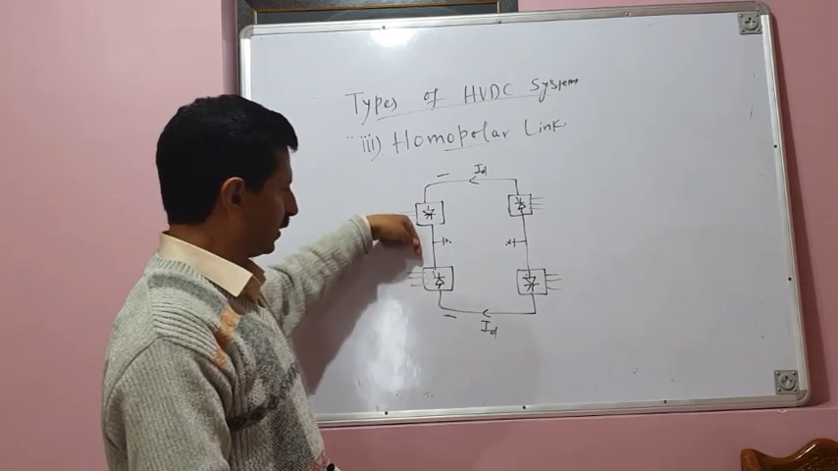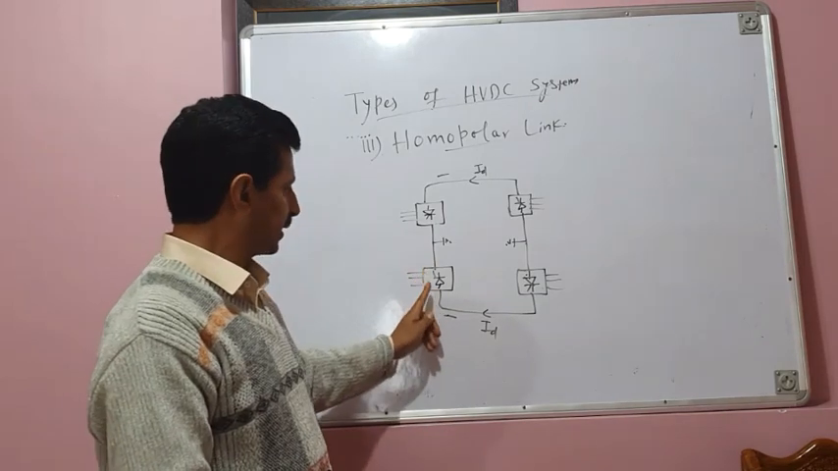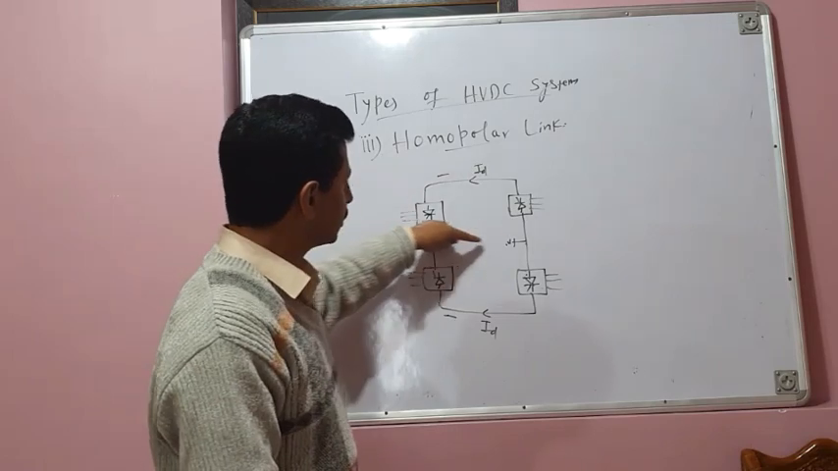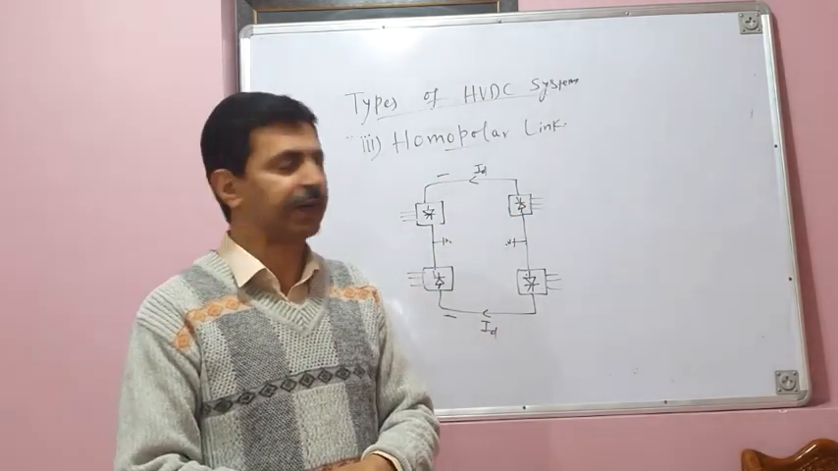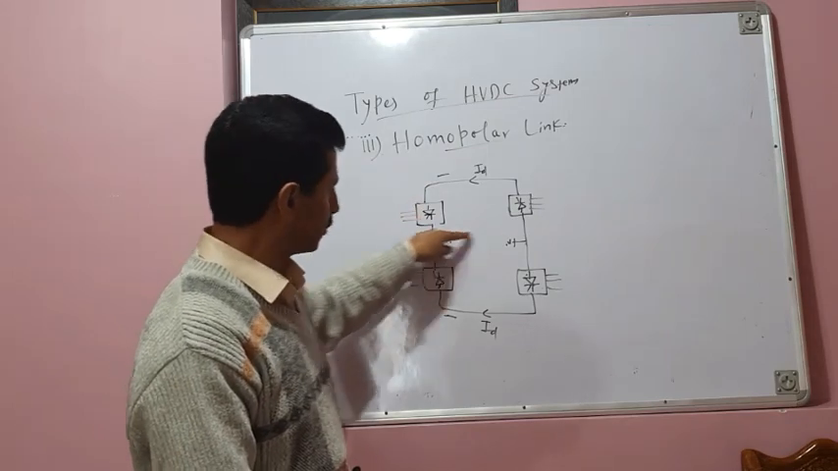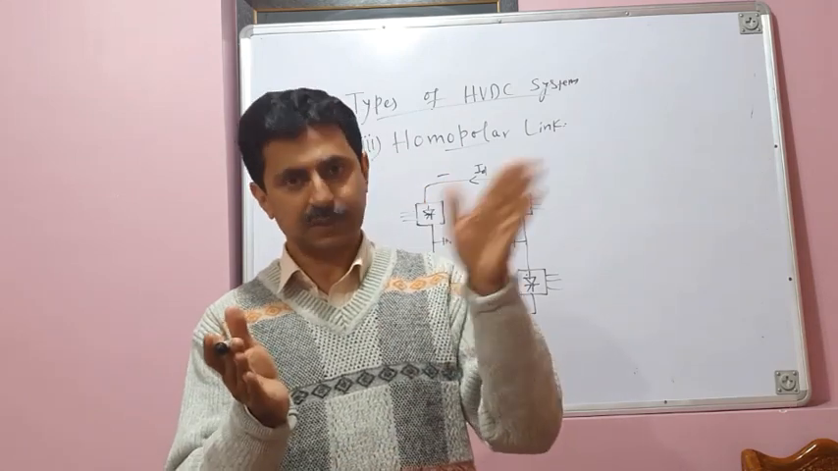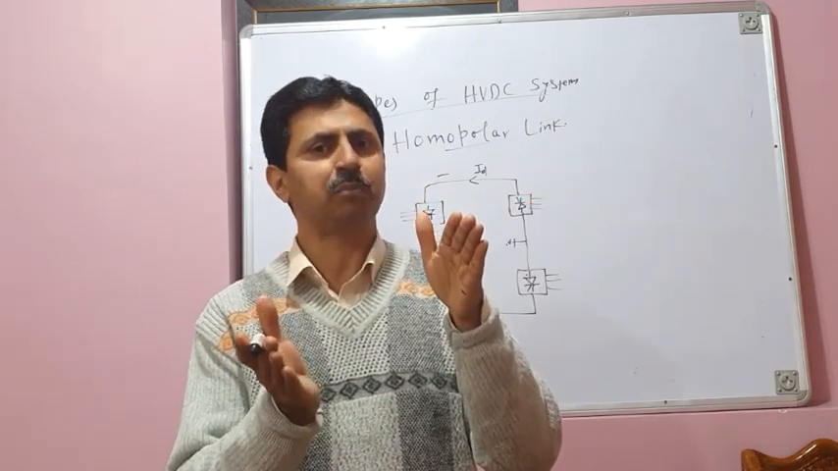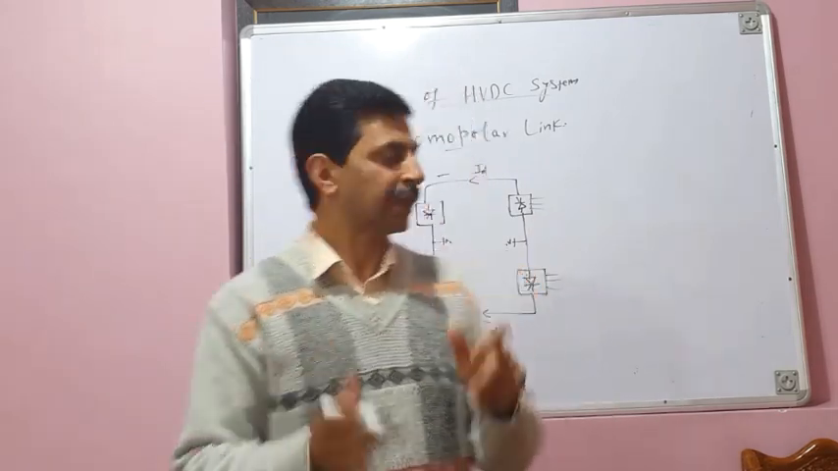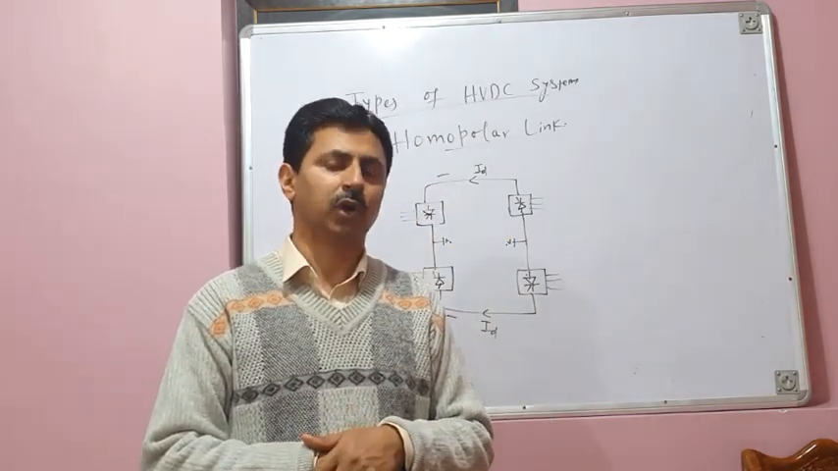It cannot flow through this converter because this converter has thyristors connected like this. Current always flows from anode to cathode. It cannot flow from cathode to anode. Therefore, this current has to necessarily flow through the ground. Similarly, this current, when it goes here, it cannot flow through this converter. It has to flow through the ground. Therefore, in a homopolar link, we have two poles of same polarity, negative polarity usually because of the advantage, and ground is permanently used. There is continuously the flow of current through the ground.